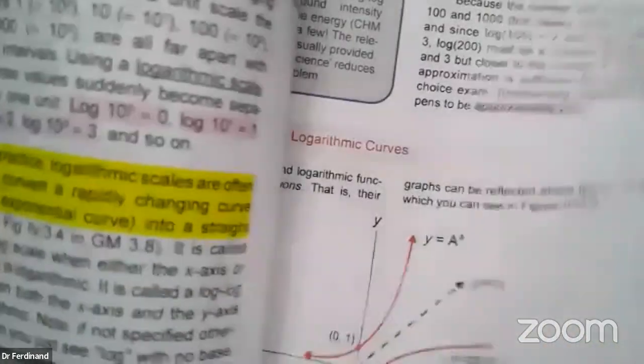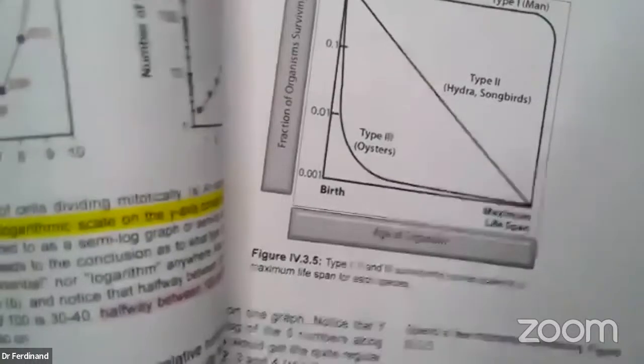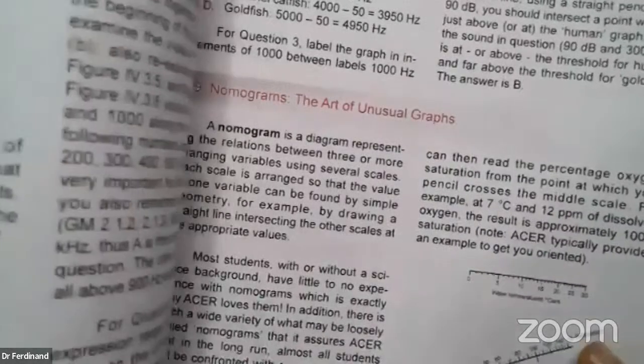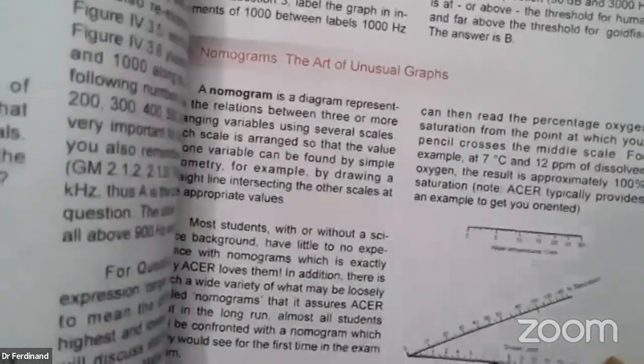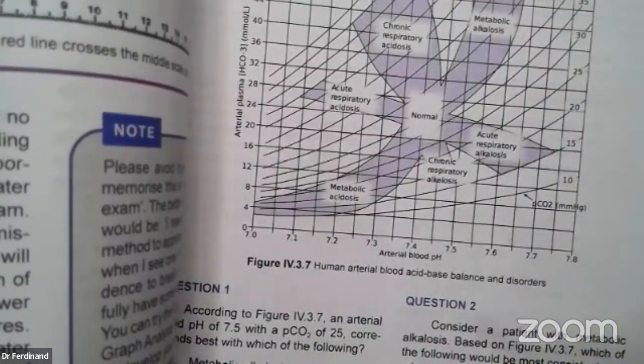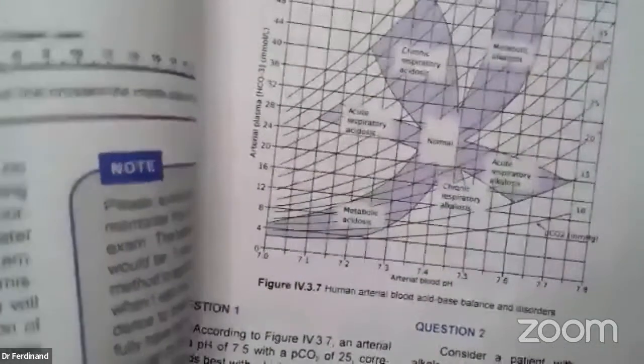later in the weeks or months to come, we'll be talking about graph analysis, looking at different types of graphs. Some of them are 3-dimensional, some of them are logarithmic, which is a very common type of graph that ACER likes to use. Logarithmic graphs or curves, and some of them are a type of graph called a nomogram, which is a graph that has 3 or more different axes or variables. And that's another type of graph that ACER likes to use.